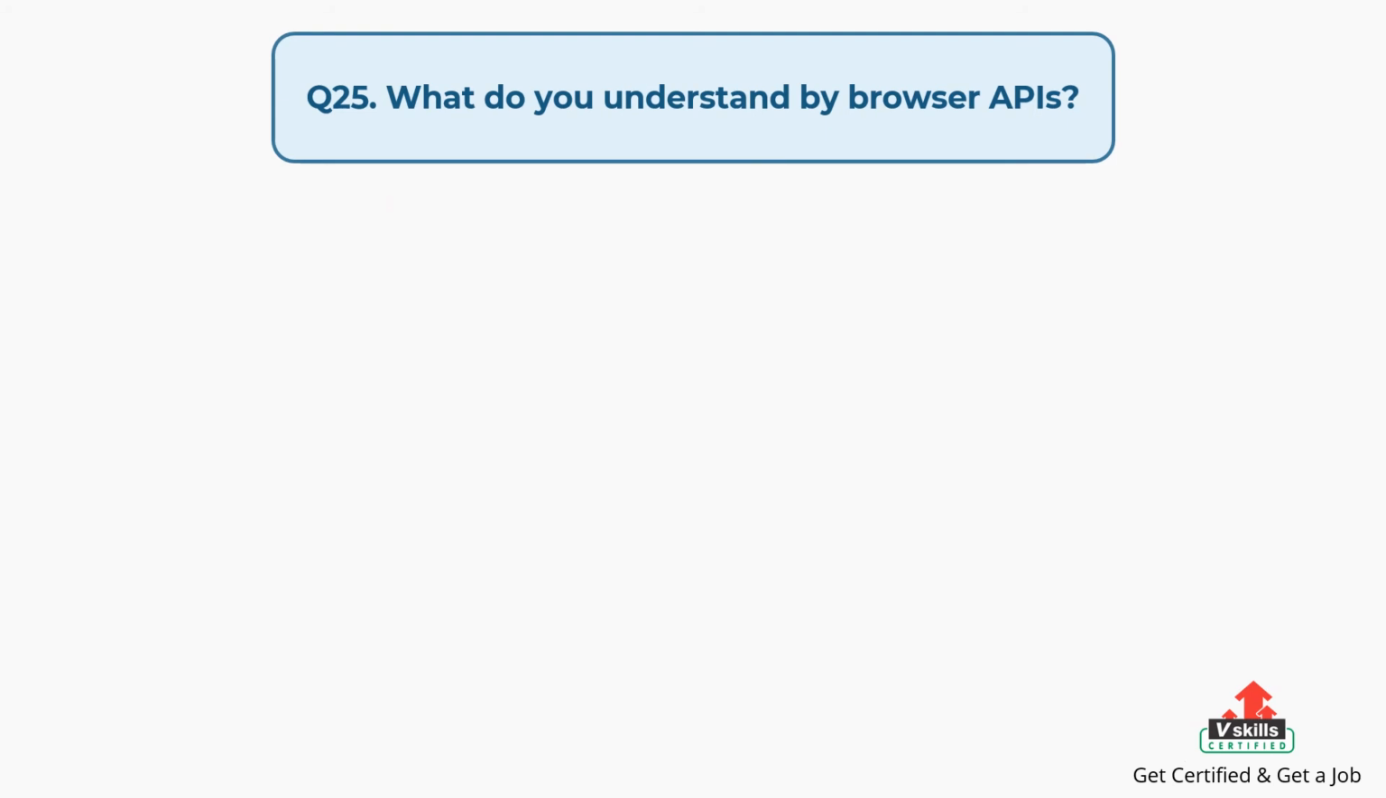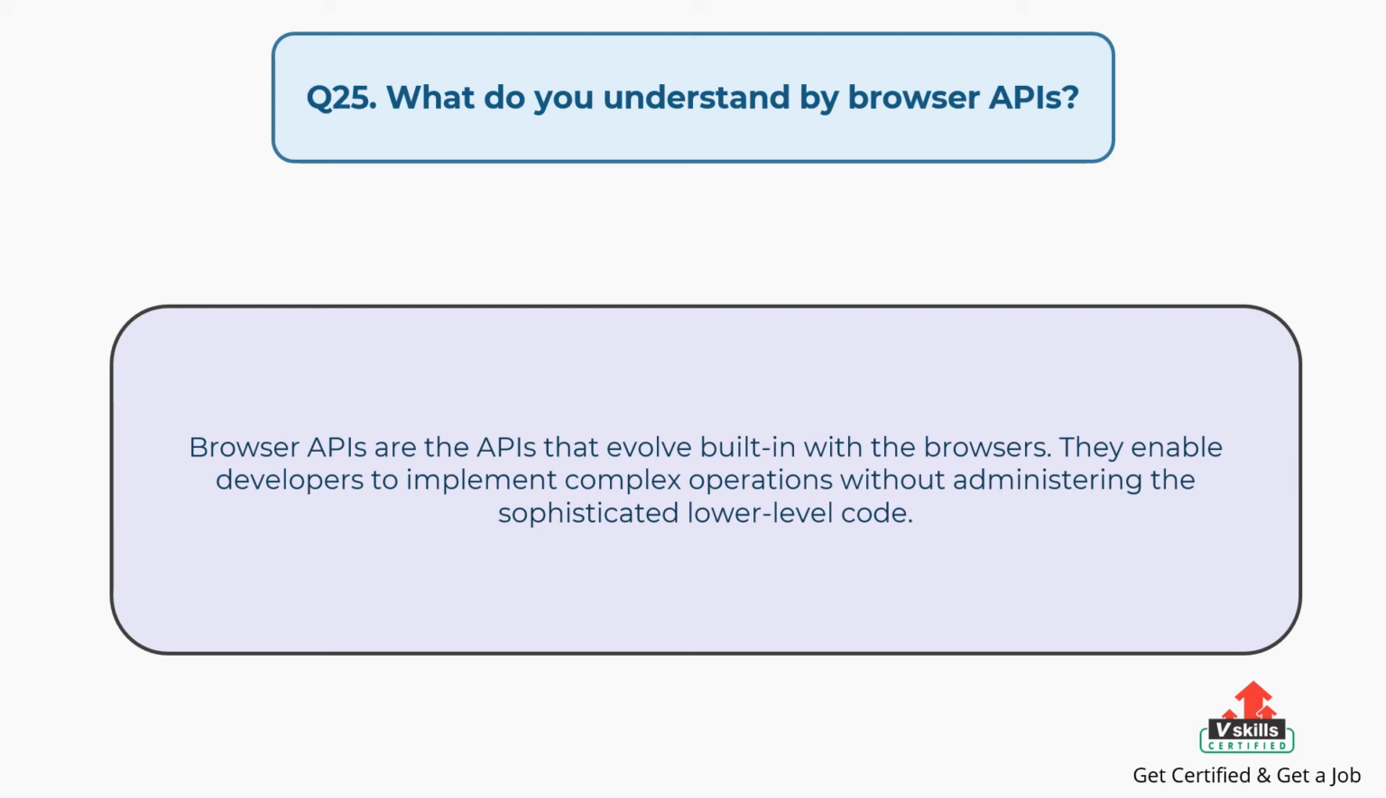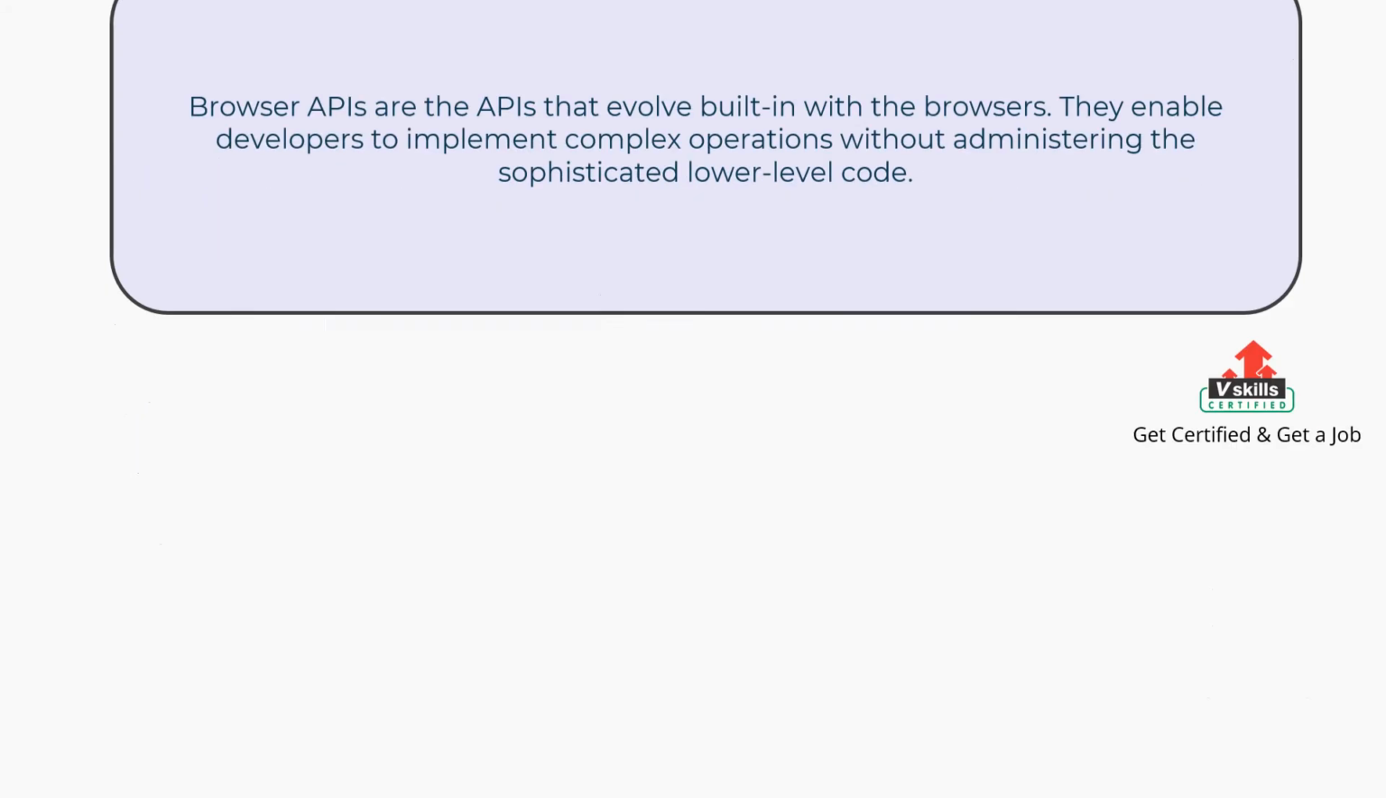Question number 25. What do you understand by browser APIs? The answer is: browser APIs are the APIs that come built-in with the browsers. They enable developers to implement complex operations without administering the sophisticated lower-level code.